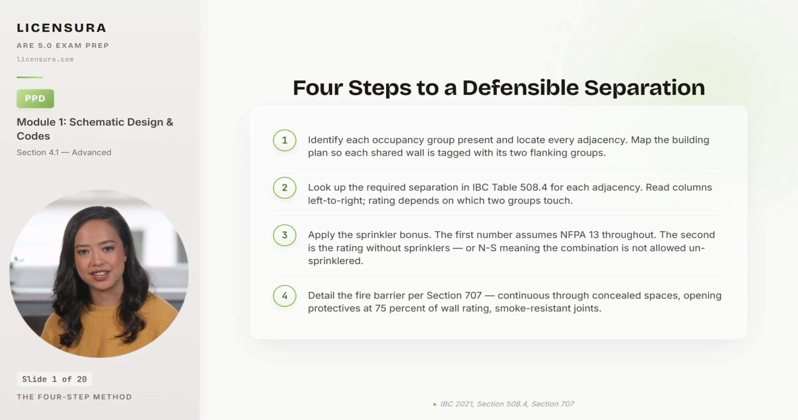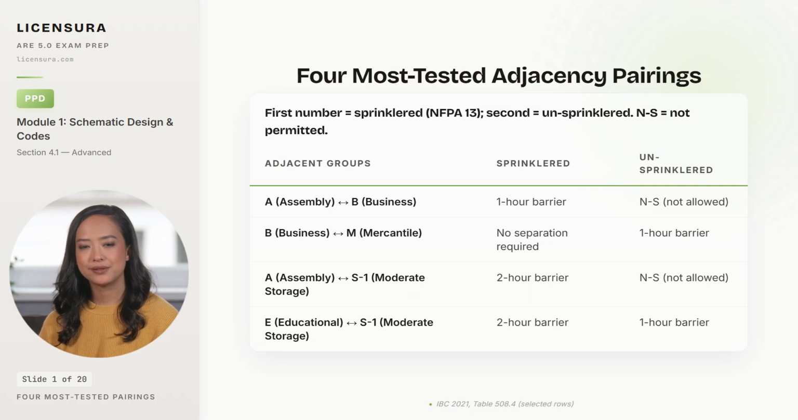Here are the most tested separations on the exam, drawn straight from Table 508.4. 4 pairings show up over and over again on exam scenarios. Assembly to business is 1 hour when sprinklered and not permitted without sprinklers, which is why every restaurant in an office tower comes with an automatic sprinkler line item. Business to mercantile needs no separation when sprinklered, but jumps to a 1-hour barrier when unsprinklered.